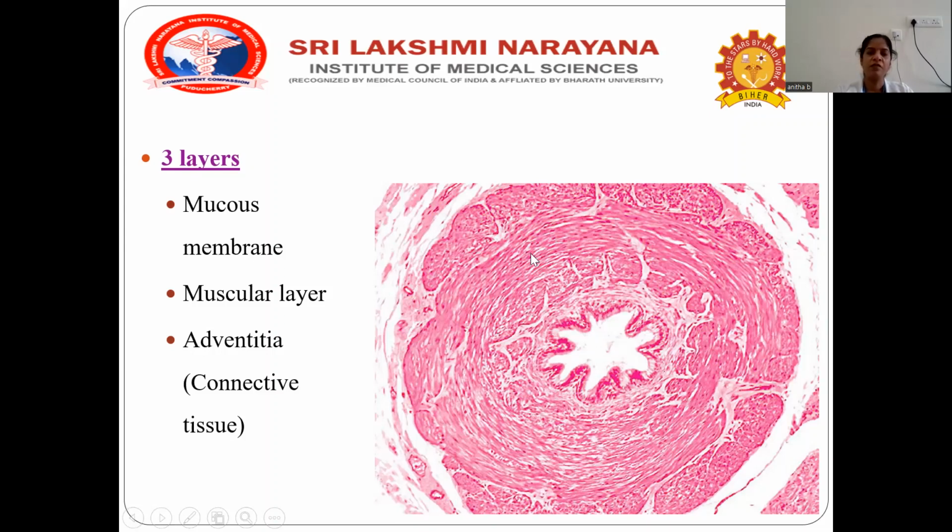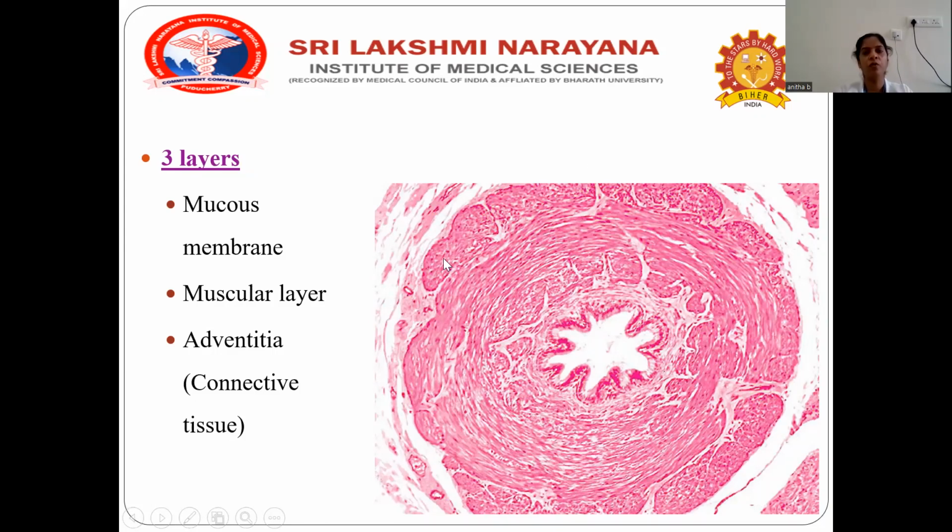Okay, so when we make a section and stain the slide, we are able to see 3 layers. The first one is mucous membrane near the lumen. The next one is muscle layer. So this is the muscle layer. The third one is adventitia, the outer one. These 3 things you can see now. So first layer is mucous membrane, the next one is muscle layer, the third layer is connective tissue layer.